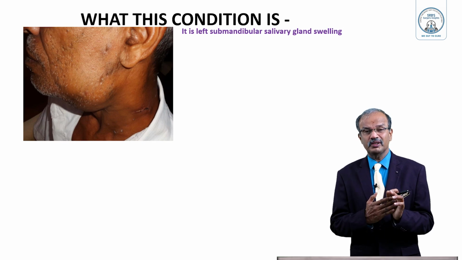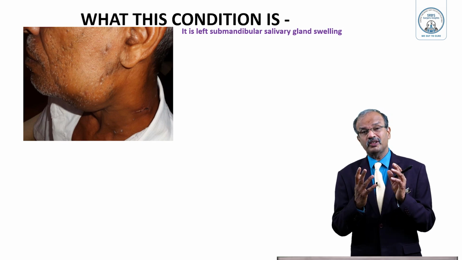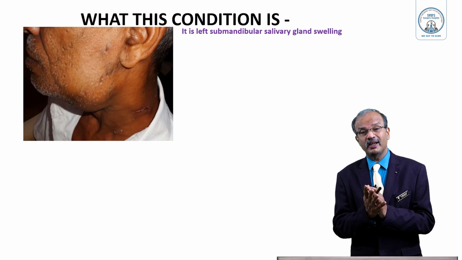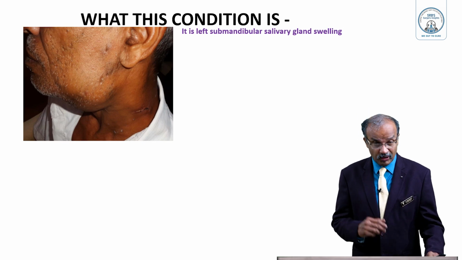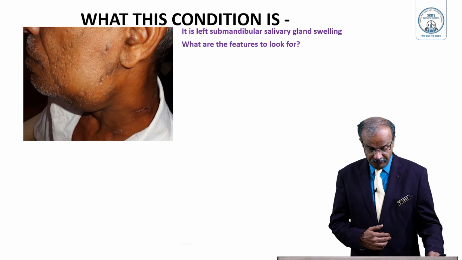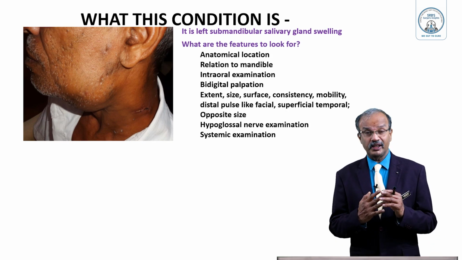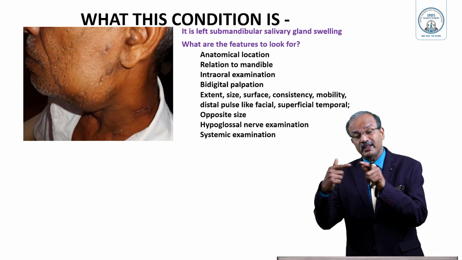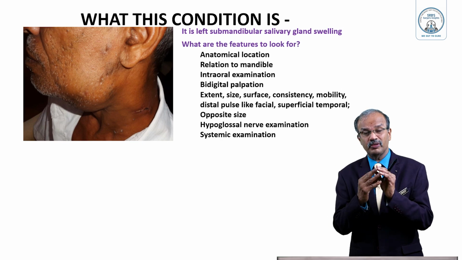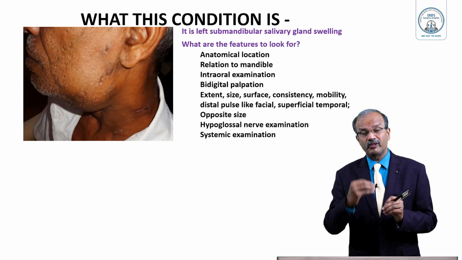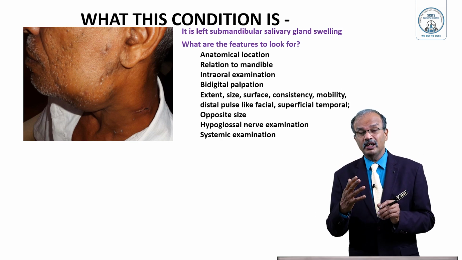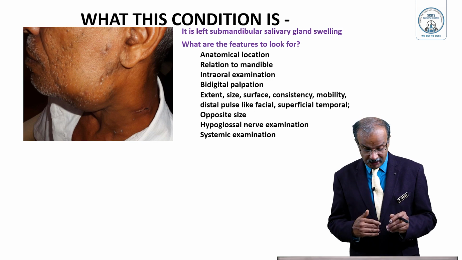Based on the clinical features, you will be able to say clinically whether it is malignant, benign, or inflammatory. So proper examination is very important. So what are the features to look for? All these things I already told. Anatomical location, relation to mandible. So mandible thickening, adhesion to the mandible. If you check the mobility in two directions, if it is adherent to the mandible, probably it is fixed to the mandible, then probably it is malignant.